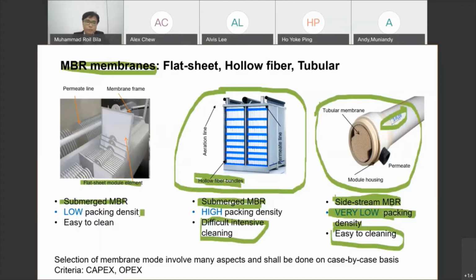Okay. So if you ask me, now that we have two parameters in the equation, shall I go for the submerged or shall I go for the side stream? And which membrane do I need to use? Is it a flat sheet, a hollow fiber, or tubular? Well, it is really very hard to select which one is the best, because if you go to the supplier, they will always say that they have the best model. But in our case, we are open to any of the configurations. They have plus and minus points.